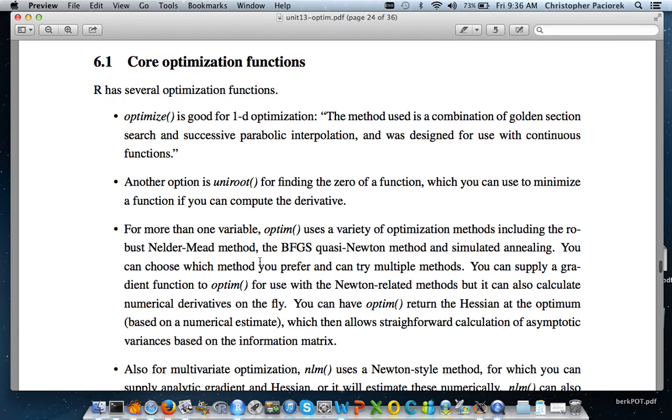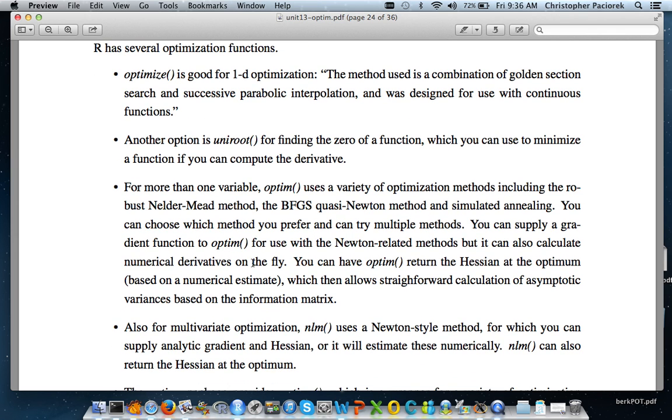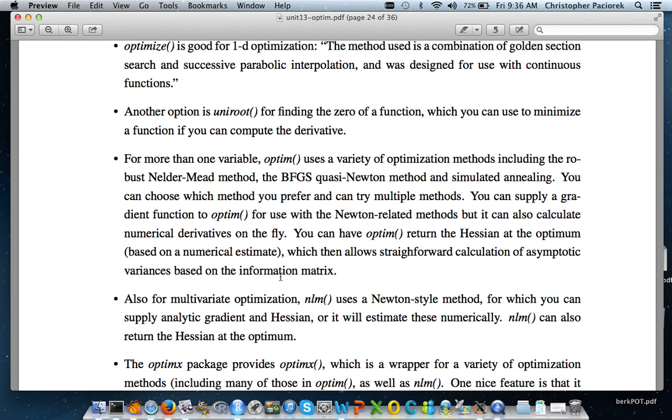So first, just as an overview of what some of the different functions are. There's a function called optimize, which is pretty good for one-dimensional optimization, and it's based in part on golden section search, which we talked about right at the beginning of the unit on optimization. Remember the phi and the 1 minus phi, and trying to make sure that we're removing the same amount from our interval at each of the iterations. There's also a function called uniroot that finds the zero of functions, so we could do optimization based on taking the derivative and then finding the root, which we talked about in relation to Newton's method.